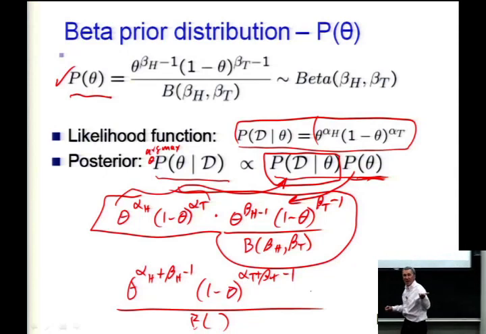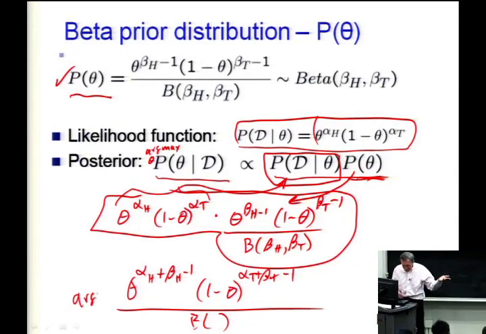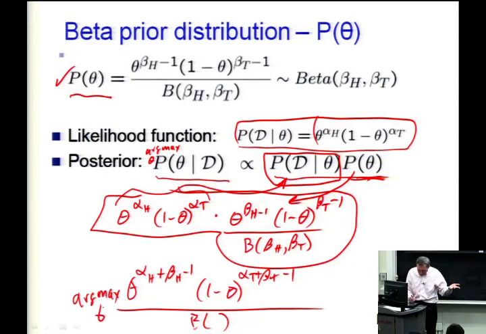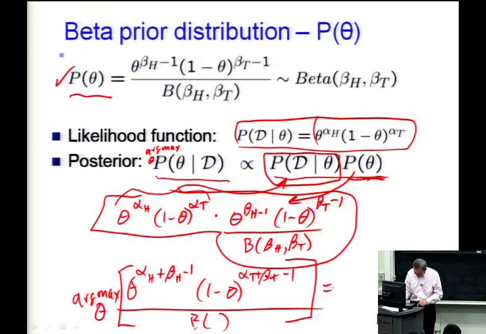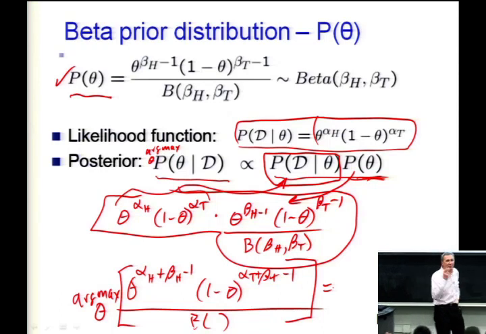And so this is the expression we end up maximizing. And who can tell me what the argmax of this over theta will be? The argmax of that over theta will be what?